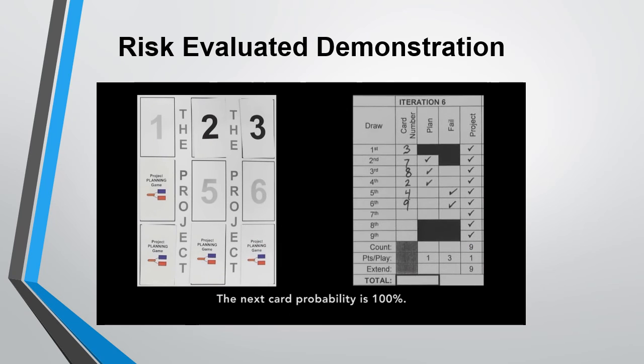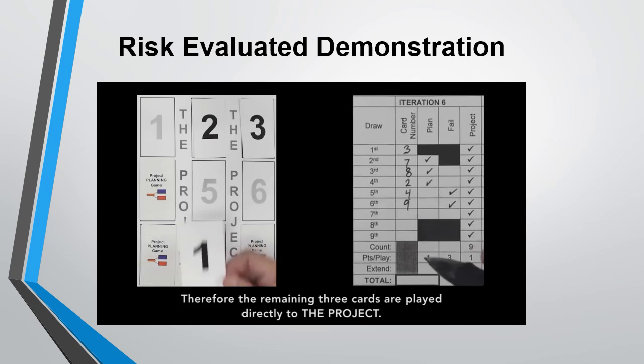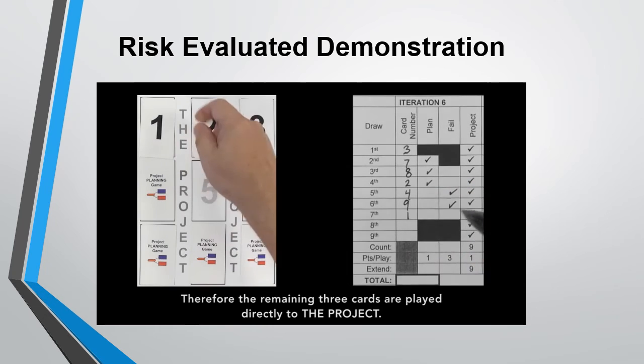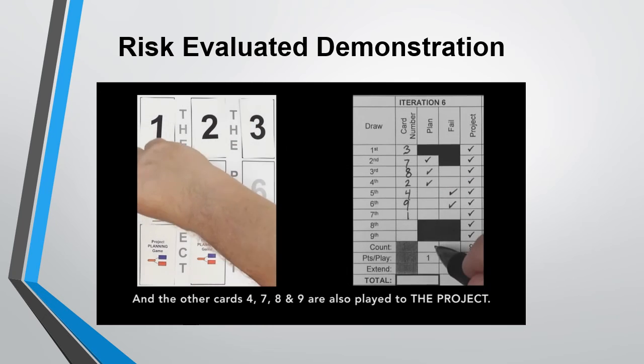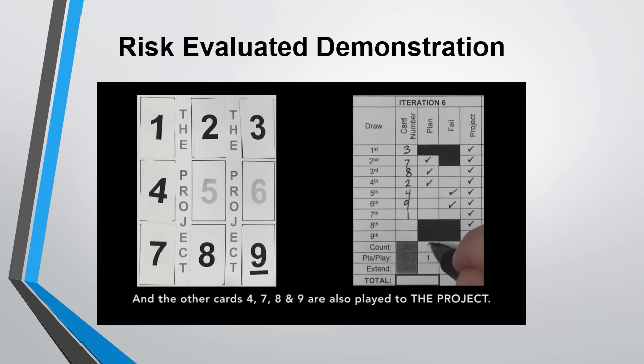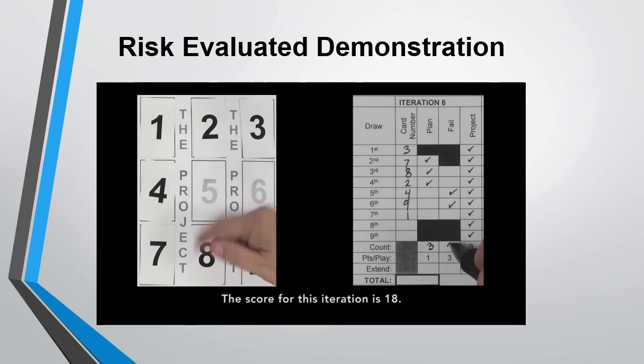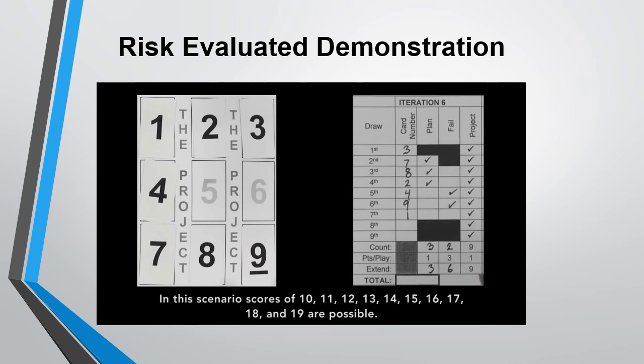The next card probability is 100%. Therefore the remaining 3 cards are played directly to the project, and the other cards, 4, 7, 8, 9, are also played to the project. The score for this iteration is 18. In this scenario, scores of 10, 11, 12, 13, 14, 15, 16, 17, 18, and 19 are possible.